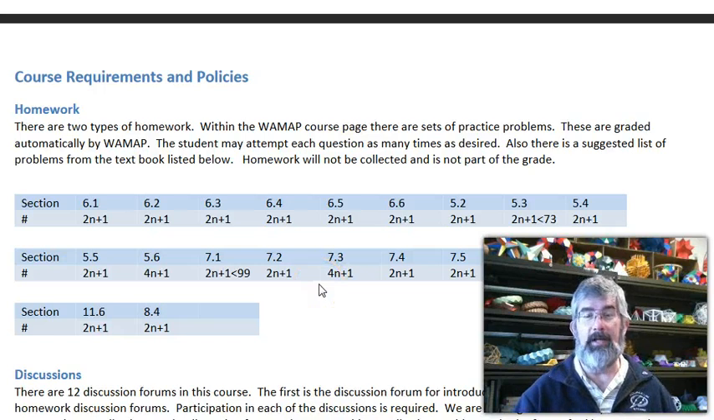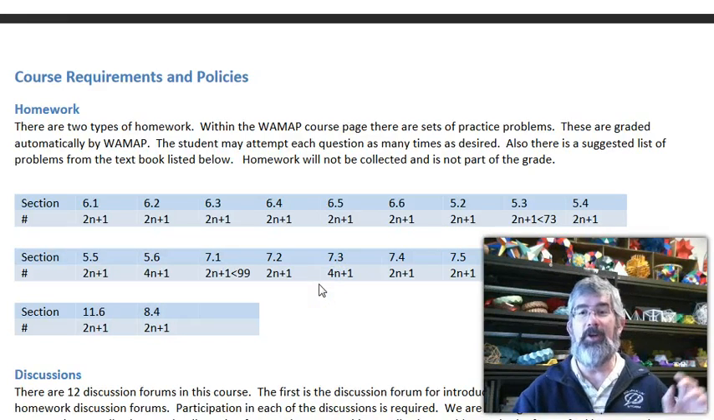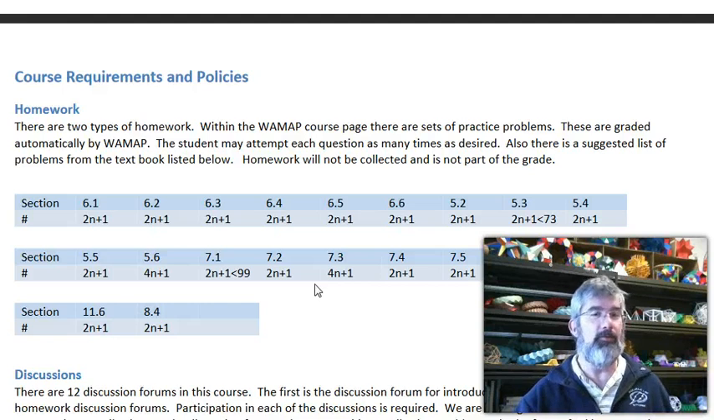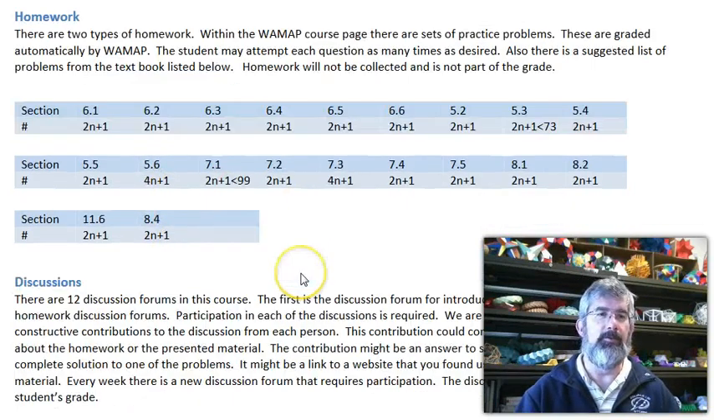Again, this is not part of your grade. This is for practice. These are the things you're going to ask questions about in the discussion. You're going to be working on these problems and you'll say, oh my goodness, I was trying to do problem number 47 in section 6.1 and I got stuck. Here's what I've done, how do I keep going? And then we'll help you. But anyway, this is what you do for practice.